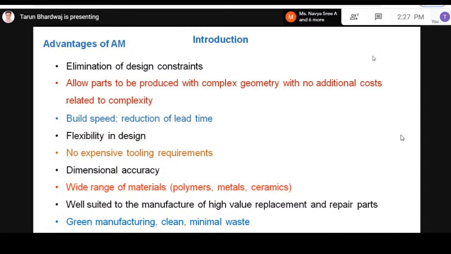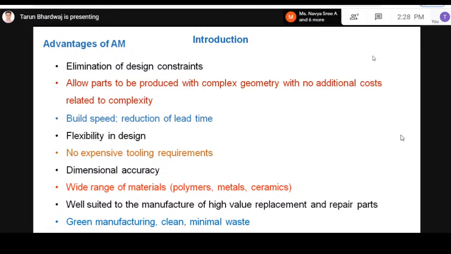Means if you have to repair some part, it is quite difficult to repair the parts. It means if you have some, you can say, cracks in your parts. If you manufacture some part from some process and you want to repair that particular part, it is quite difficult to repair that part. You have to weld it, or you have to make another part.